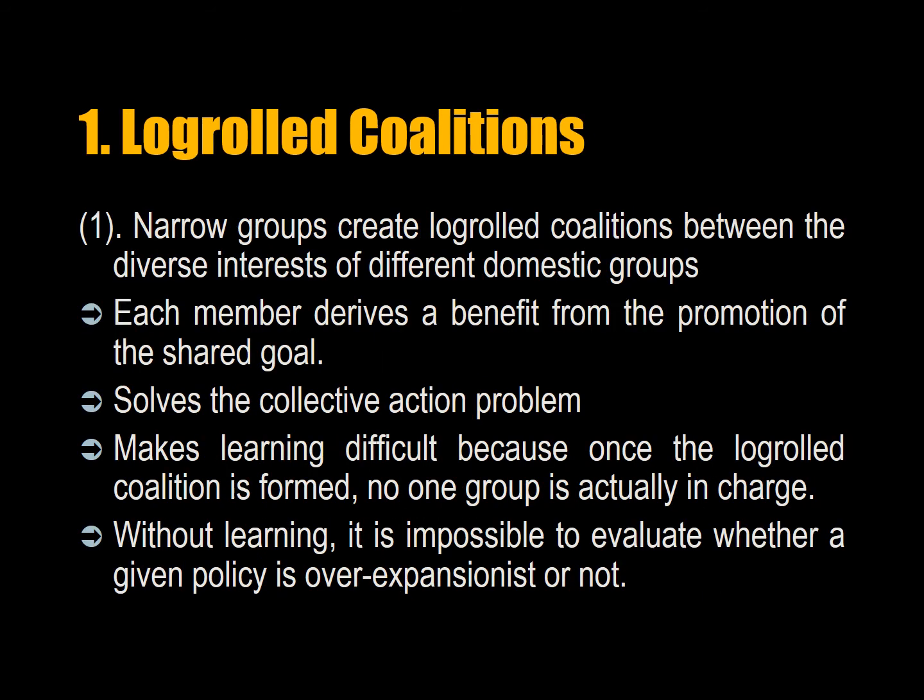1. These narrow stakeholder groups create log-rolled coalitions between diverse interests of different domestic groups, in which each member derives a different benefit from the promotion of the shared goal. The analogy is having many different groups push a log together. Now, while this solves the collective action problem, because it coordinates everyone's action, it makes learning difficult because once the log-rolled coalition is formed, no one group is actually in charge. Without learning, it's impossible to evaluate whether a given policy is overexpansion or not.